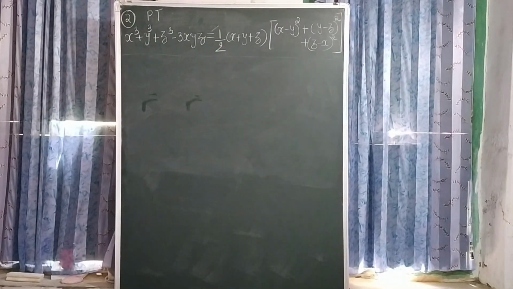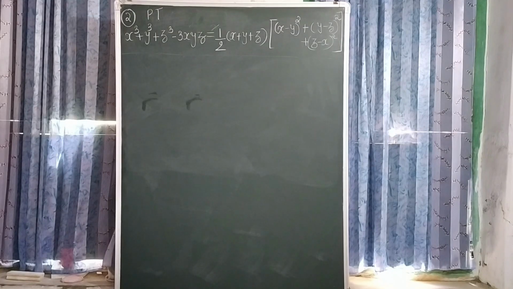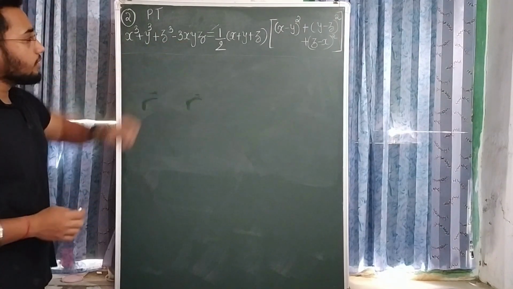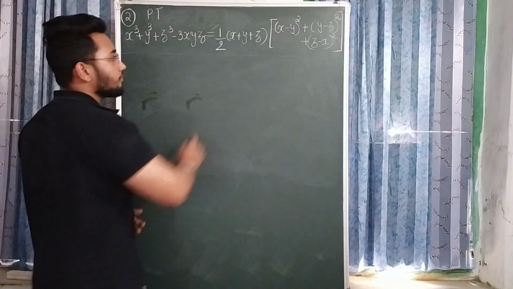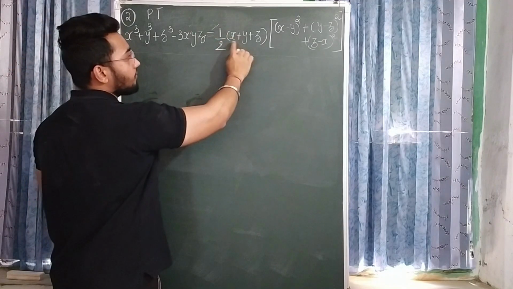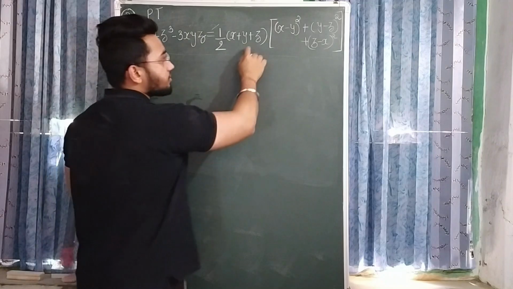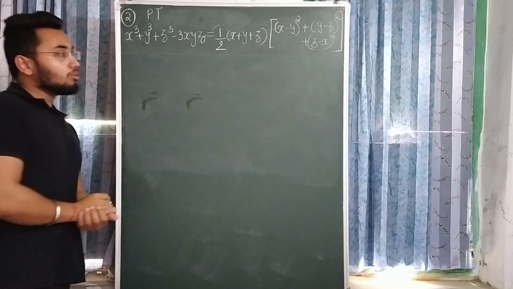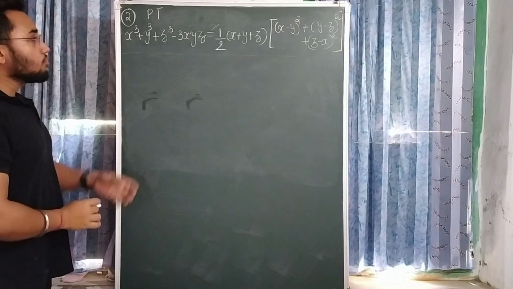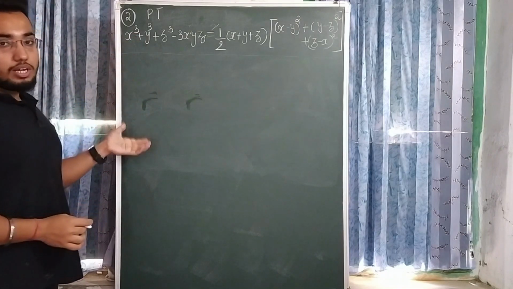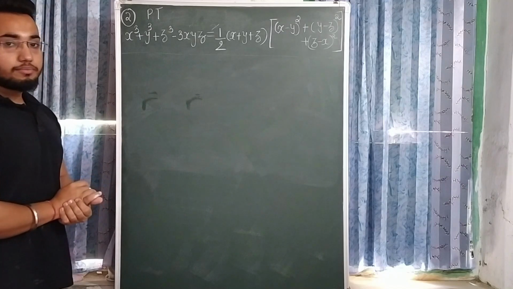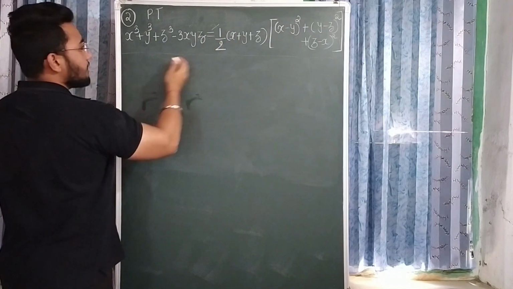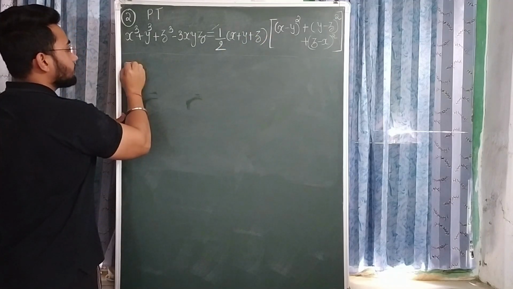So now our next question is, we have to prove x cube plus y cube plus z cube minus 3xyz equals to, in the right hand side, half, x plus y plus z, in a bracket x minus y the whole square, y minus z the whole square, z minus x the whole square. So we have to prove left hand side is equal to right hand side. So first of all, I am taking right hand side and I just have to solve this.